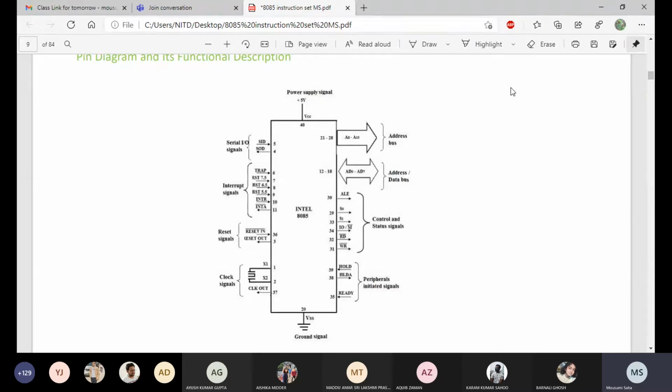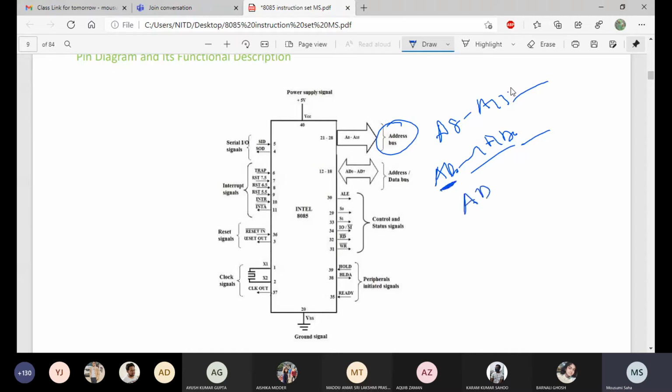So here this is your address bus. This is called the higher order address bus, A8 to A15, and here you have AD0 to AD7. This is called the lower order address bus. Here I have written AD: A for address, D for data. So it is a multiplexed address and data bus.